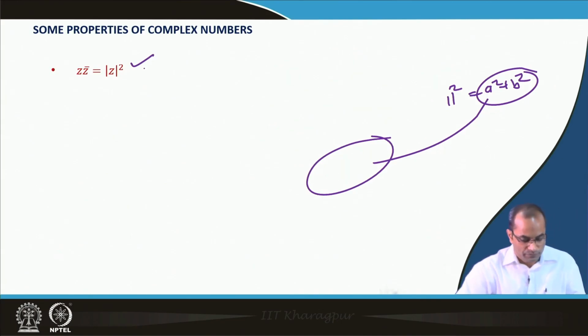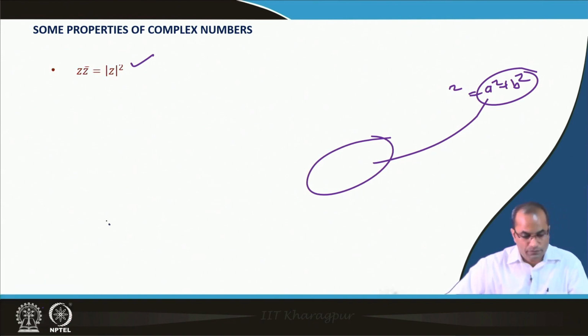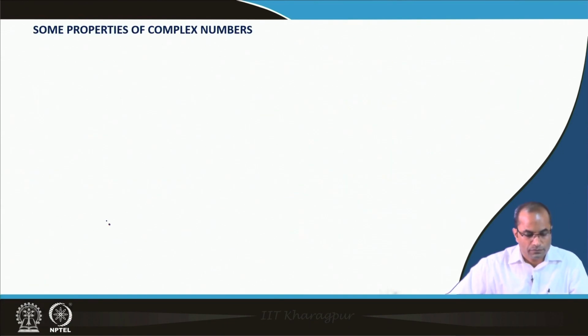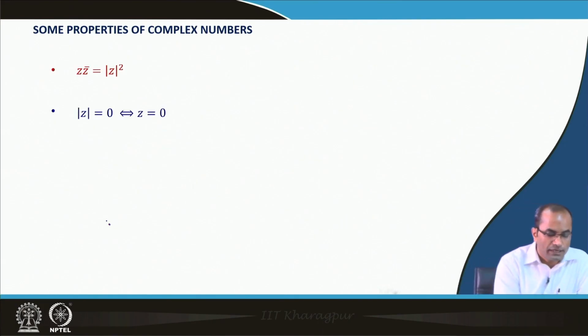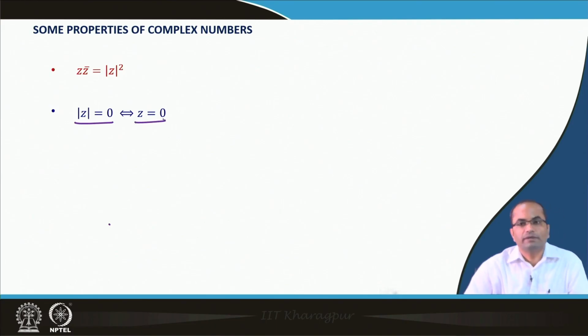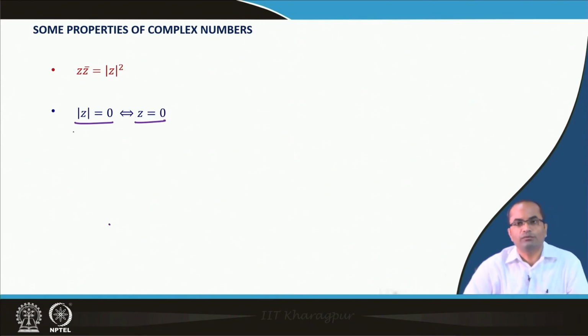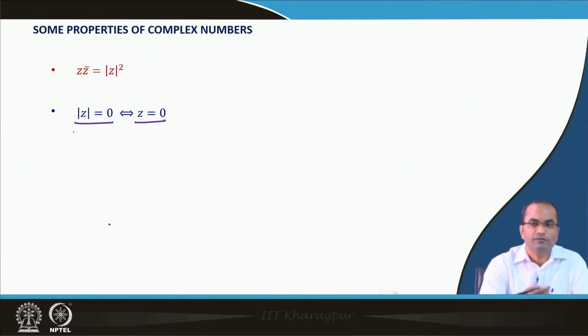Well, so we will erase this here now. Okay. The next property is that the absolute value of z is equal to 0 only when z is equal to 0, and if z is equal to 0, the absolute value must be 0. So, this is clear, we have already seen what the modulus is.